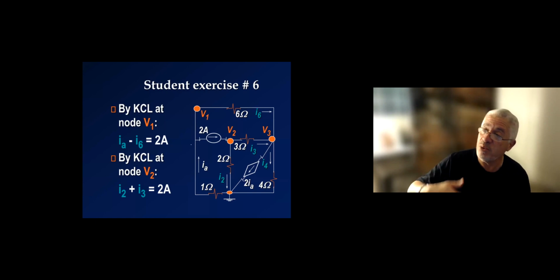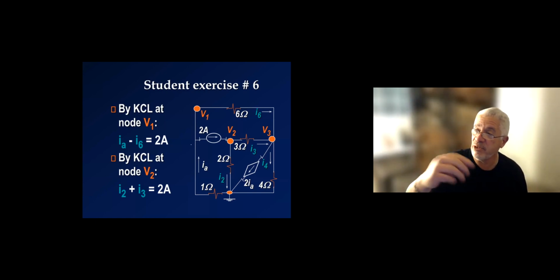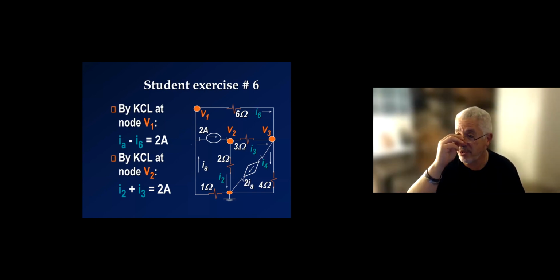Of course, I tend to write the equation with the constant on one side of the equation. That's why you see IA minus I6 equals 2 amps. But I tell students first, look at current coming in and set it equal to current going out. That's easier to think about conceptually when you write this equation, so make sure you write it correctly.